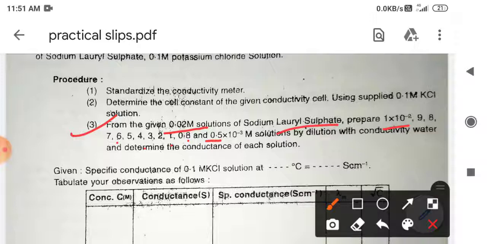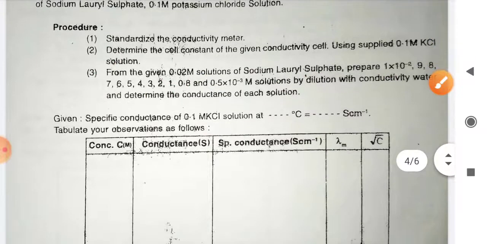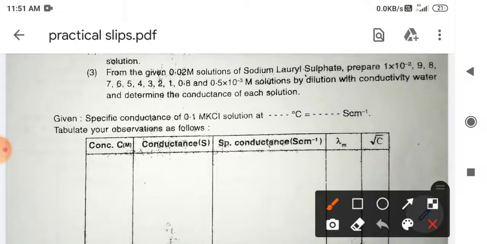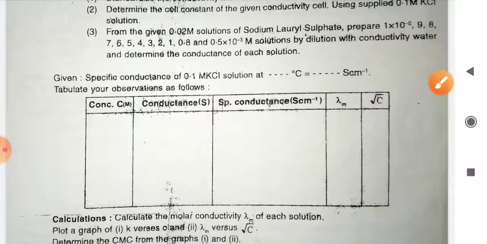So once we have prepared these solutions, we simply need to measure the conductance. First we need to determine the cell constant. So how will you determine the cell constant? By measuring the conductance of 0.1 molar KCl, and then taking the ratio of the specific conductance at that particular temperature to the measured conductance at that temperature. By using that we can determine the cell constant for the given conductivity cell.